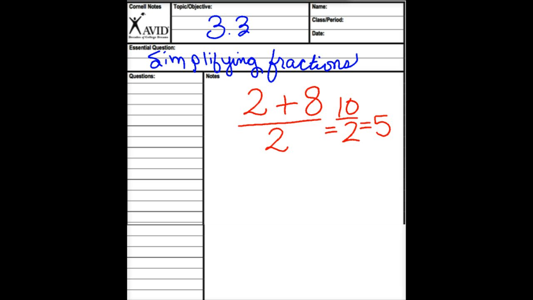What you can't do, and I just said can't, look how bad it would be if you were to cancel these 2's. You would be saying that 2 plus 8, which is 10, divided by 2 is 8. It looks ridiculous, and it is ridiculous. And you would never do that, and I know you wouldn't.